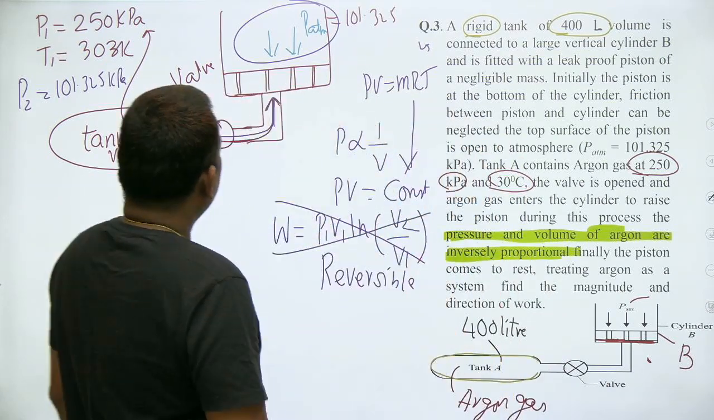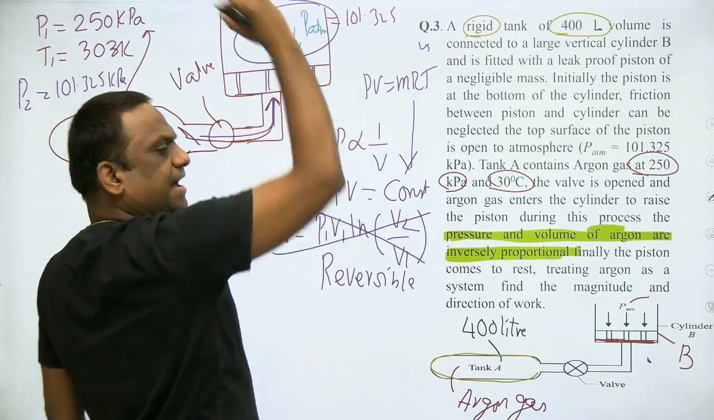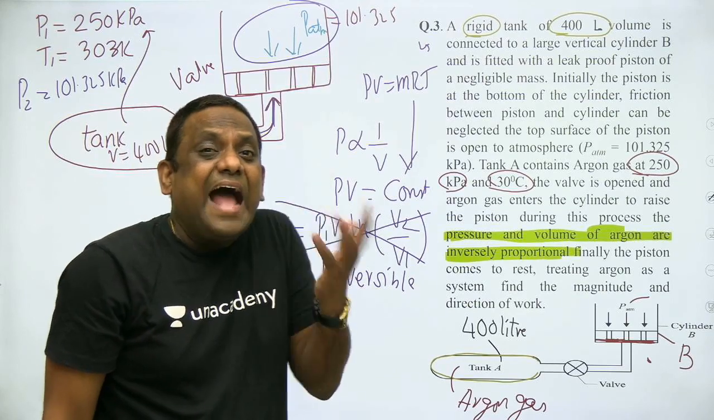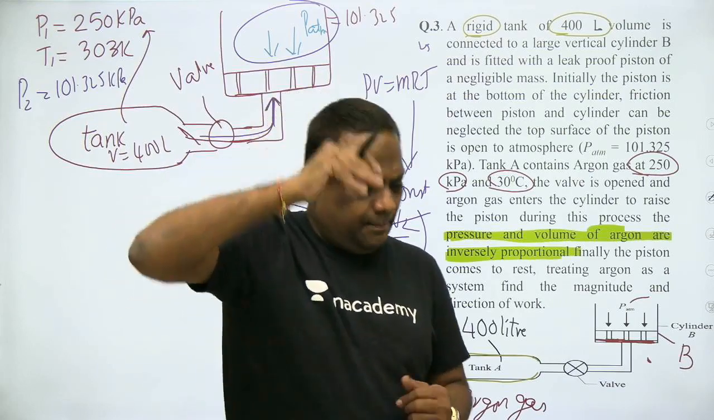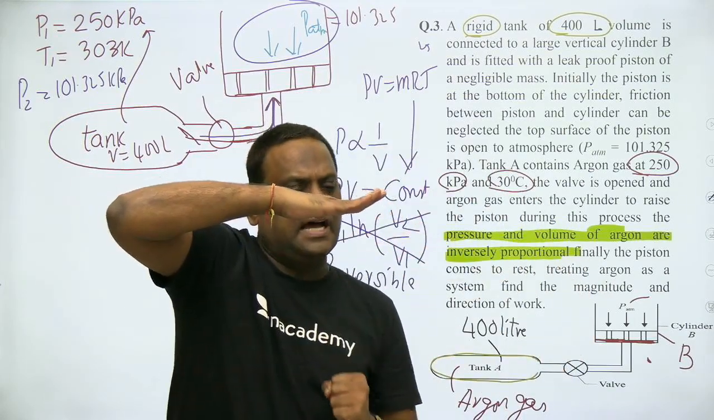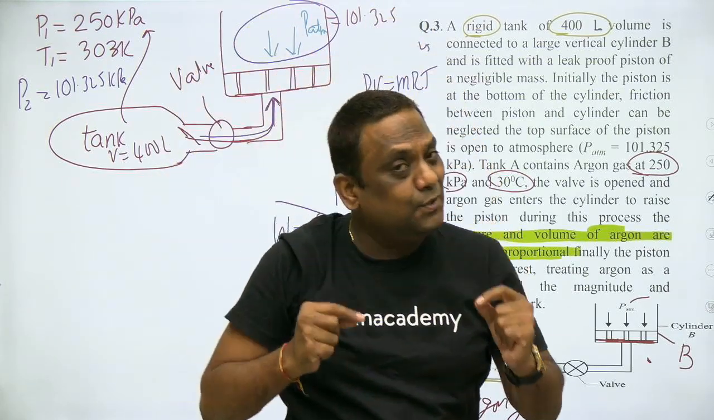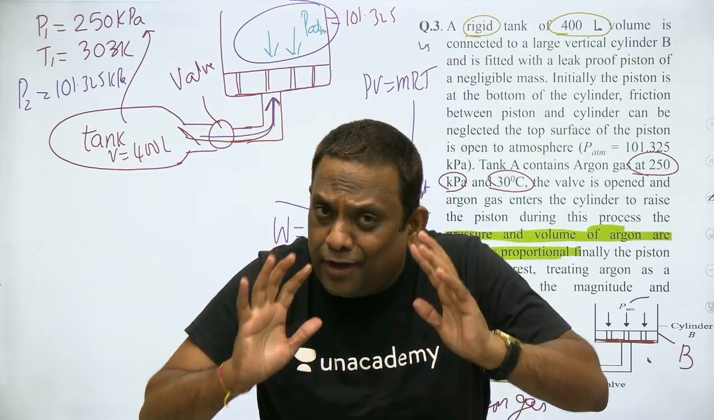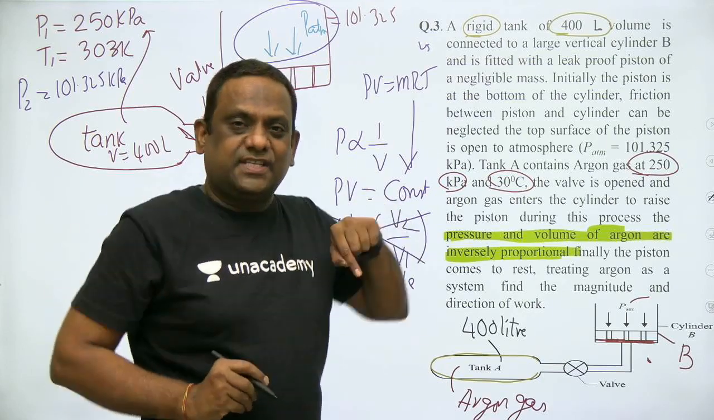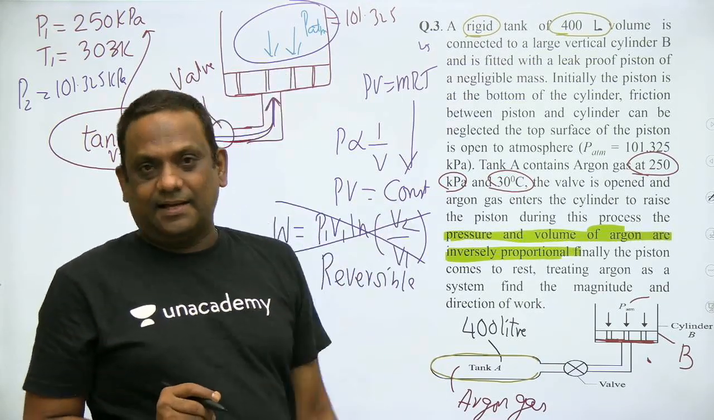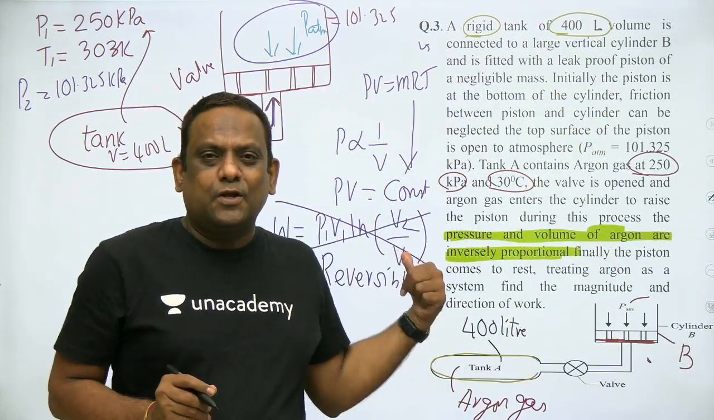Look, this 250 kilopascal is lifting it so fast. There is a lack of equilibrium. While the process is going on, the piston is being hit, 250 against 100, and suddenly it is rising. But you know very well, isothermal is a very slow process. And all reversible processes are quasi-static. But all quasi-static processes need not be reversible, that I'll be discussing later on. But this process is very fast.